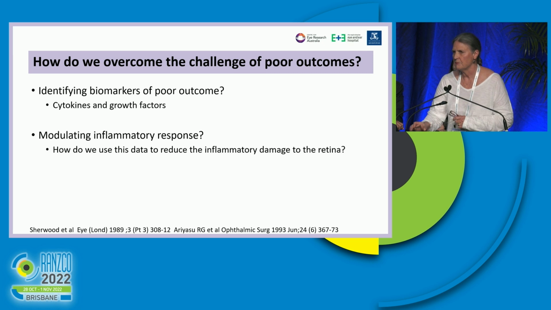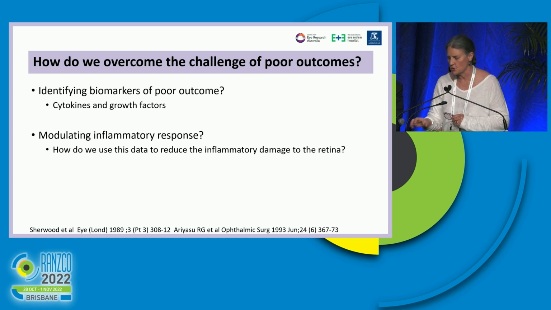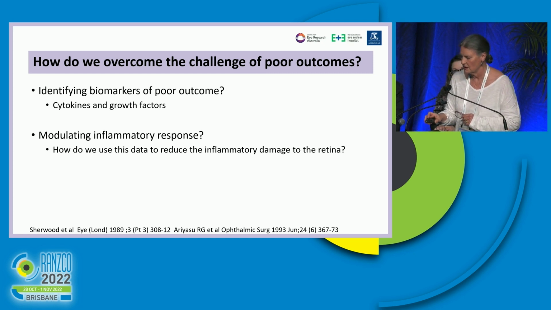What about biomarkers of poor outcome? There's quite a bit of animal work, and there are some human studies, most of them small series of under 50 patients. But there are definitely cytokines and growth factors that are associated with poor visual outcomes. And I think we need to do more work looking at this and then using that to try to work out how we modulate the immune response to infection and hopefully then end up with better visual acuity outcomes.